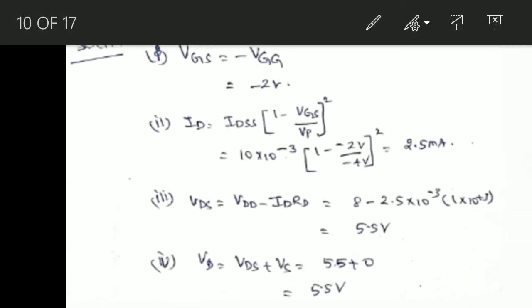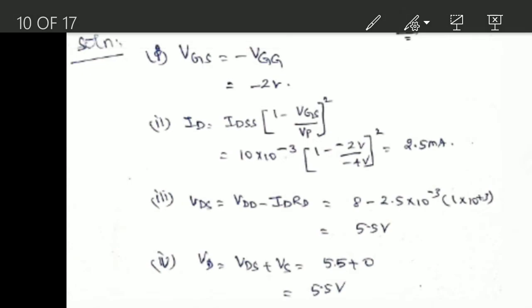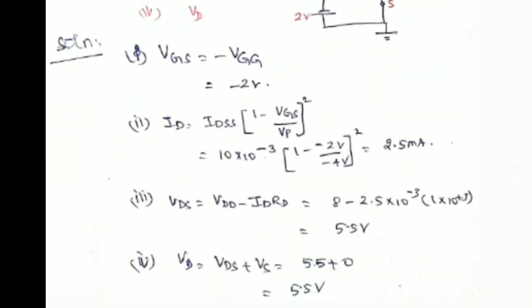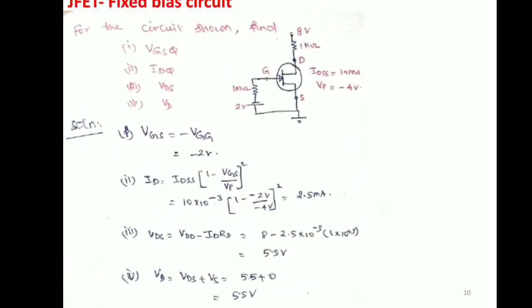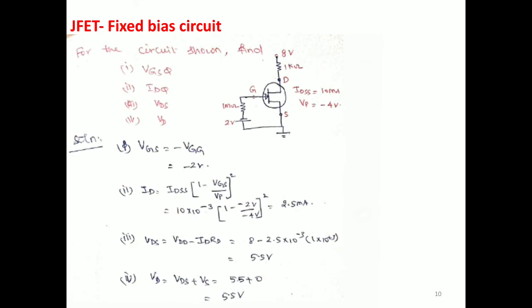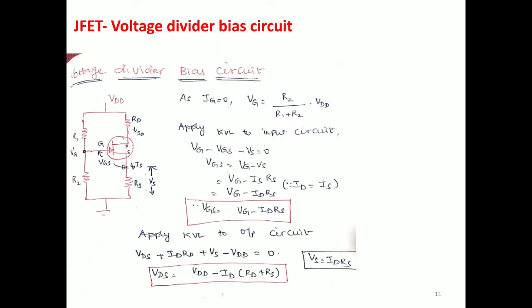VD is VDS plus VS. So VS, there is no VS value here, so it is equal to 0. So automatically VD is 5.5 volt. So that's all about your fixed biasing. Next we will move on to the voltage divider biasing.